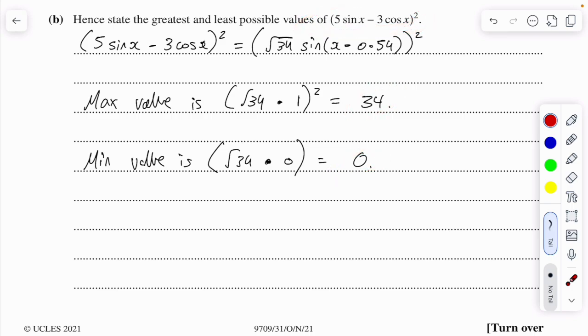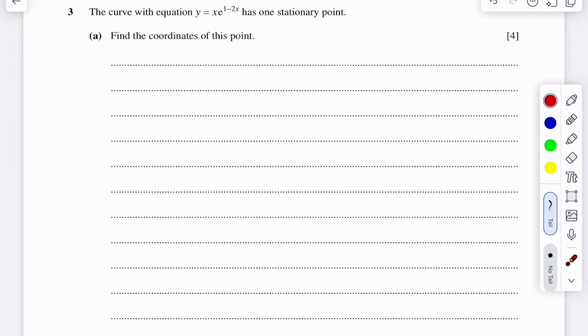Simple as that. Alright guys, now for number 3, we got a question that actually seems relatively standard, not too complicated. So it says the curve with equation y is equal to x e to the power of 1 minus 2x has one stationary point. And it wants us to then find the coordinates of this point.